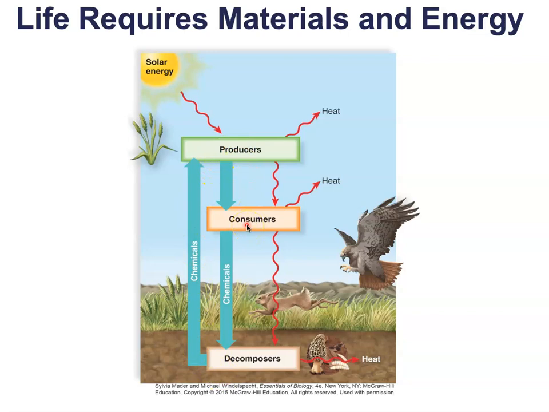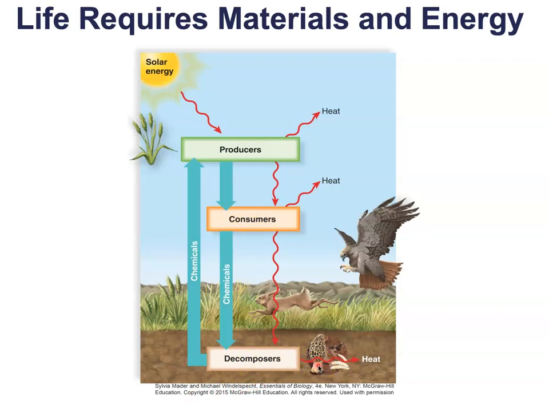Energy, on the other hand, does not do this. Energy does not cycle in the environment. It actually just flows in one direction. It's kind of like a river. It flows downhill. It all flows in one direction. Energy is going to flow from the sun. That's going to be the ultimate source of energy. So from the sun to the plants, and then from the plants onto the consumers, and from the consumers onto the decomposers, all the way down through the food chain.